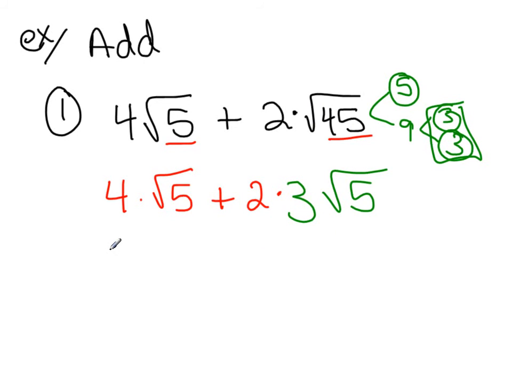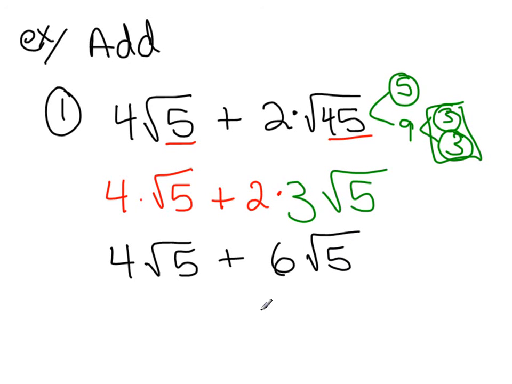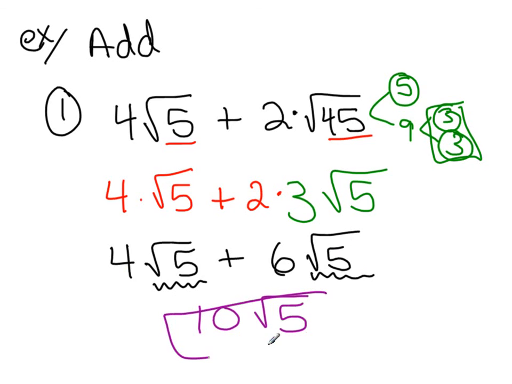Now we can mess with this a little bit more. We have 4 times square root of 5 plus 2 times 3, which we can multiply together. That gets us 6 square root 5. And because now we have square root 5 and square root 5, the radicands are the same, we can add the coefficient, so to speak. And 4 plus 6 gets us 10 square root 5. And that's our final answer.